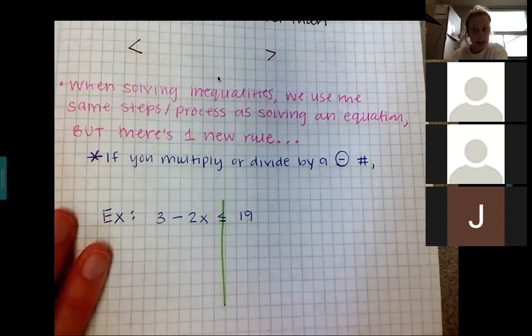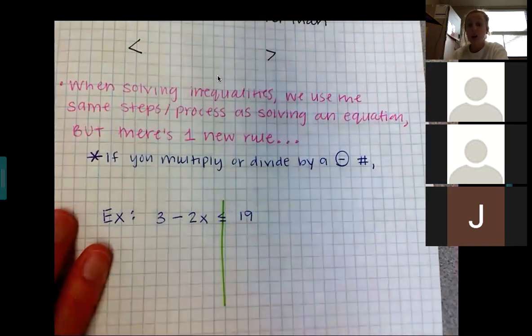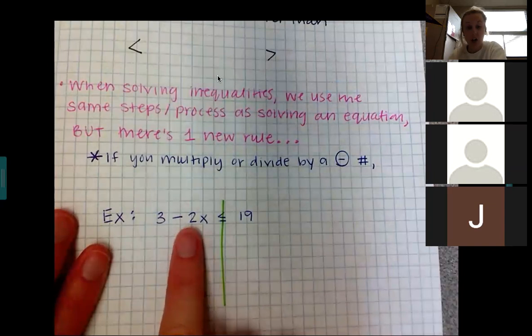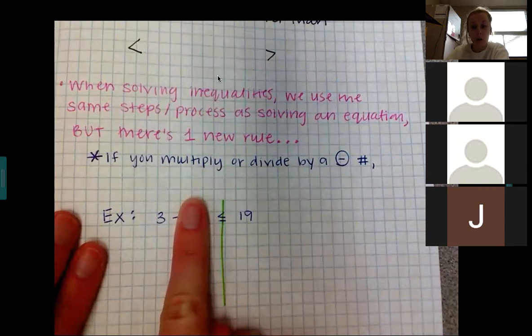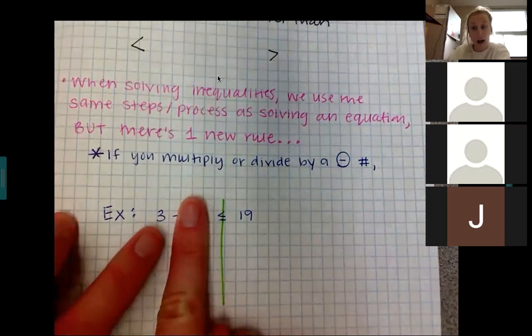What's the second thing I told you guys to do that'll make it a lot easier? Put a finger over the variable. Good. Cover the variable and whatever's touching it. So that would be the -2, right? -2x, I'm going to cover it. So what do we need to move? What's on the same side as my finger, but it's not covered? The 3. That's what we've got to move.